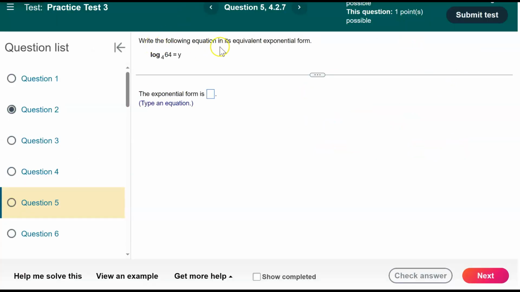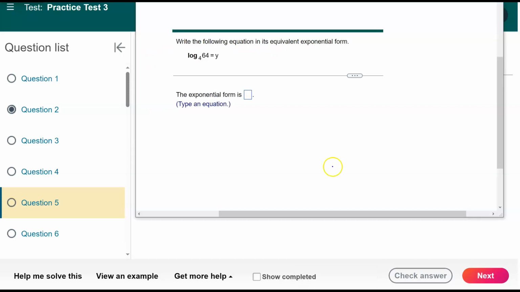Next, write the following in its equivalent exponential form. So if you have a logarithmic equation, you can write it in exponential form. The number you see here is the base, so you have 4. The number you see here is the power. So 4 to the y is equal to the number here, which is 64. So 4 to the y is equal to 64. That is the exponential form of the logarithmic equation here.